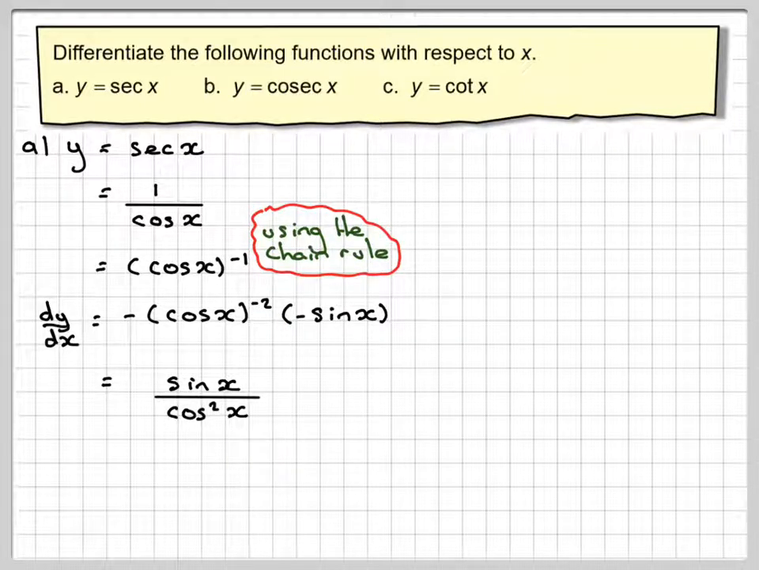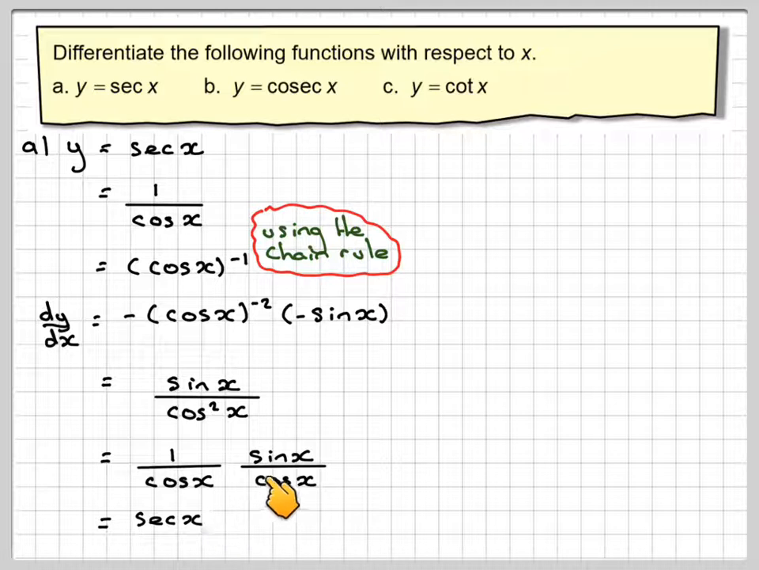squared x. Now, you wouldn't think of doing this, but this could be split up into 1 over cos x times sine x over cos x. Now, 1 over cos is sec x, and we know that sine x over cos x is tan x. So the differential of sec x is sec x tan x.